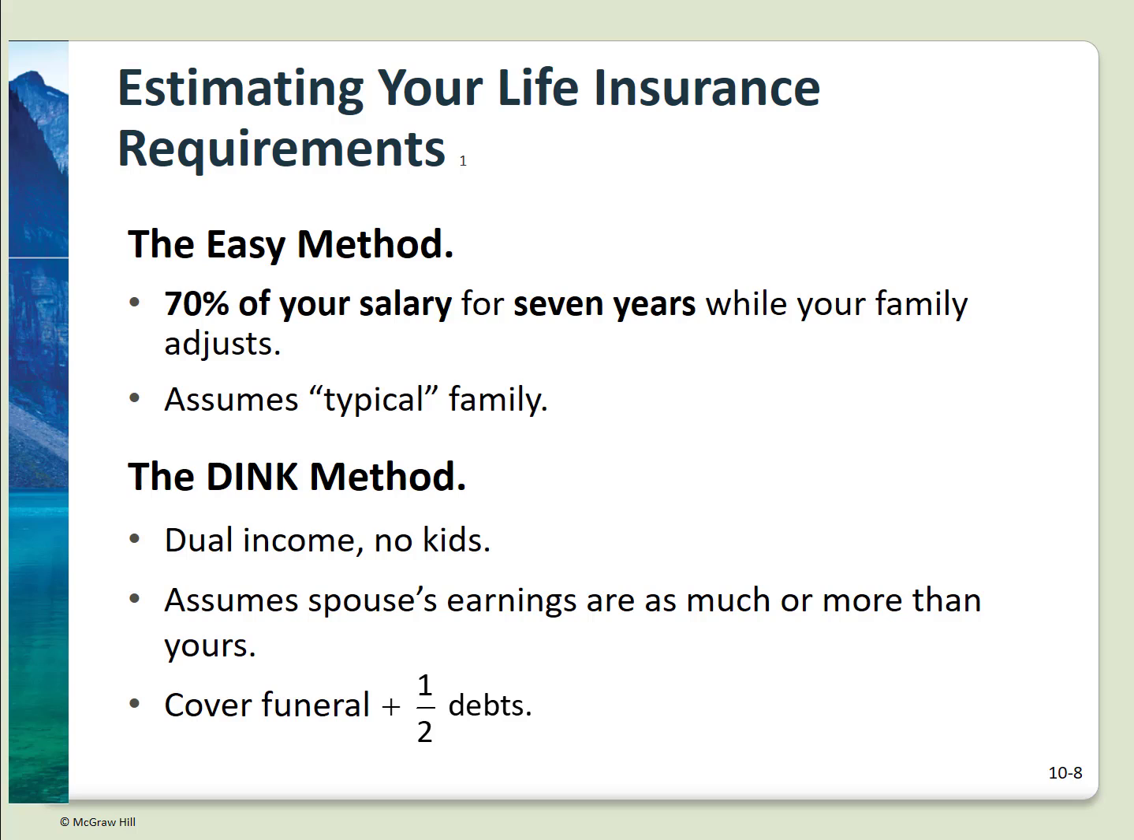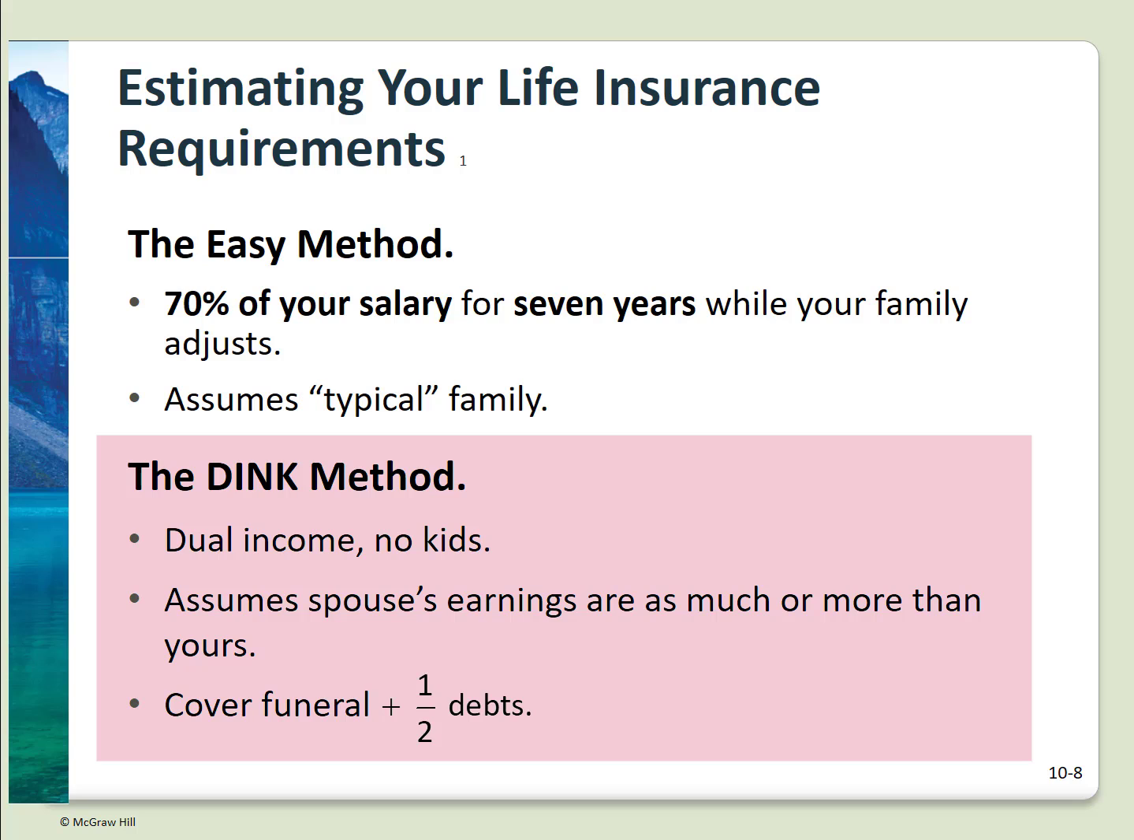The text outlines 4 methods of determining the amount of life insurance you may need. The first 2 are on this slide. The easy method, assuming a typical family, is 70% of your salary for 7 years while your family adjusts to the loss. This may not be appropriate for you, but it'll give you a starting point. The DINK method is for dual income couples with no kids. This method assumes the spouses' incomes are about equal. Life insurance should cover funeral expenses plus half of all outstanding debts. Note that the average funeral in America today runs $7,000 to $10,000.